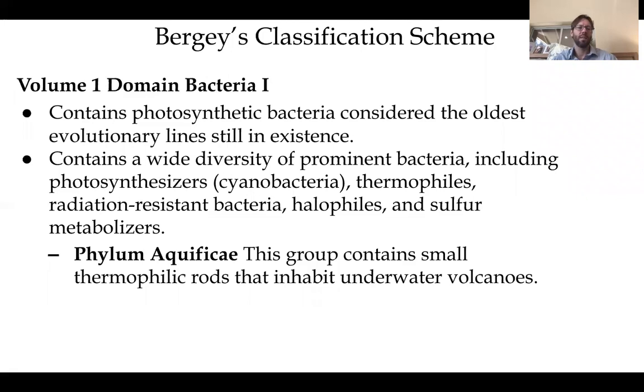Domain 1 is then parsed out into bacteria. These are going to be some of the oldest bacteria known. The reason they're in volume 1 is because they are most like the archaea species. So again, these are going to be halophiles, thermophiles. They can be photosynthetic. They can hang out and metabolize sulfur in these extreme conditions, just like archaea, which is why they're grouped into the same volume.